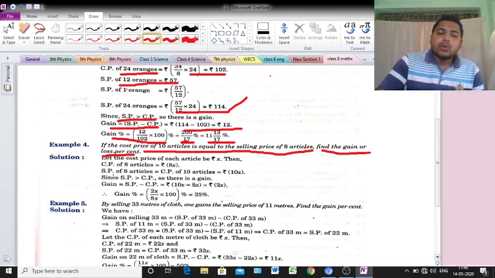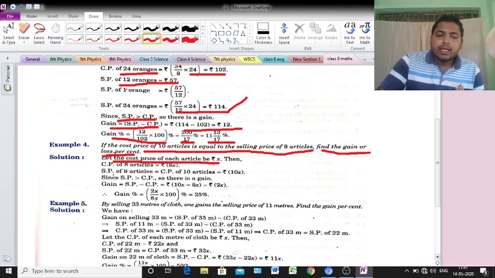Okay. So actually here the cost price is not mentioned. So that's why let the cost price of each article equal rupees X. Actually this problem is very important. Why important? Because this type of problem comes in your exam as well as in competitive exams. That's why. So see, cost price of each article equals rupees X.